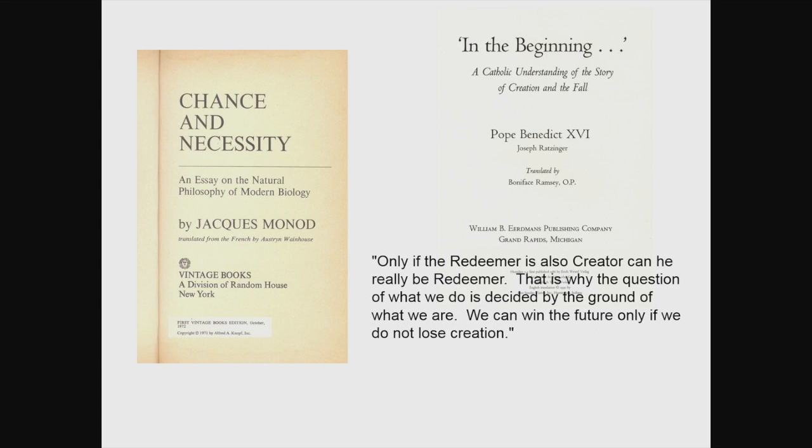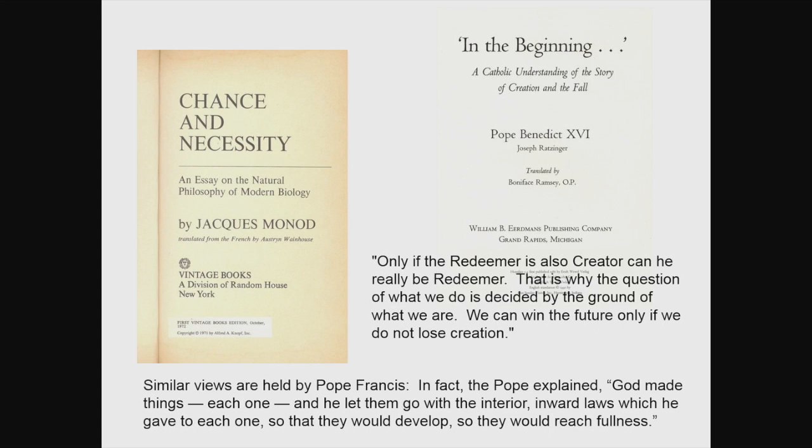But he explains in that book why the problem of creation matters for the church. Only if the Redeemer is also a creator can he really be the Redeemer. That is, that would be Jesus. And so only if there is a creator can Jesus come. And in similar ways, Pope Francis said, God made things, each one, and let them go with all the interior inward laws which he gave to each one, and that they would develop so that they would reach fullness. Fullness meaning the appearance of Christ, which is the most important moment for the Catholics.